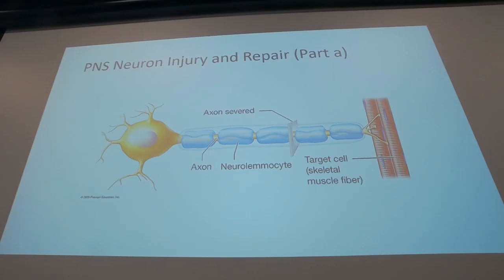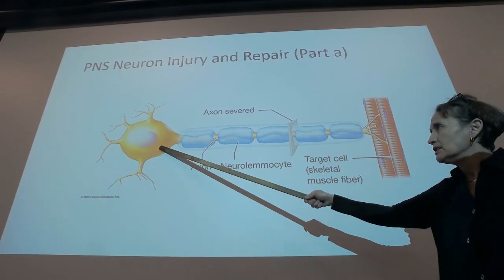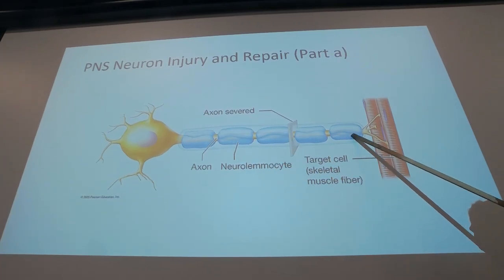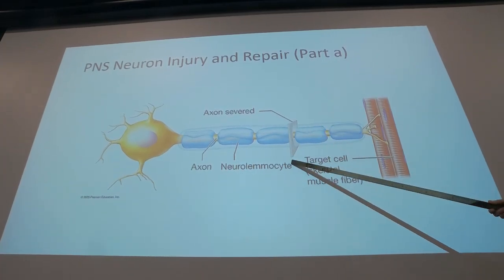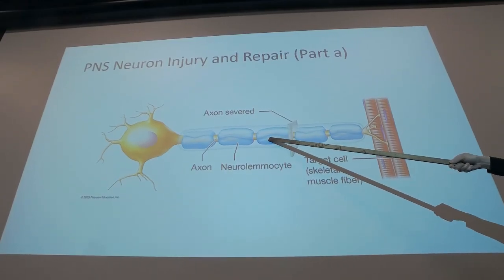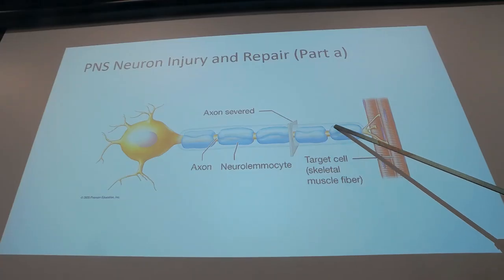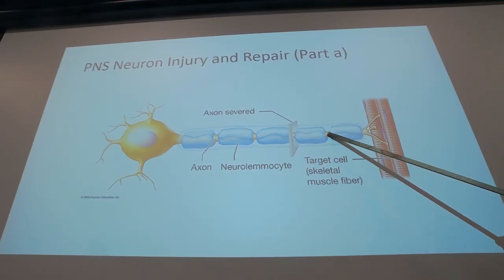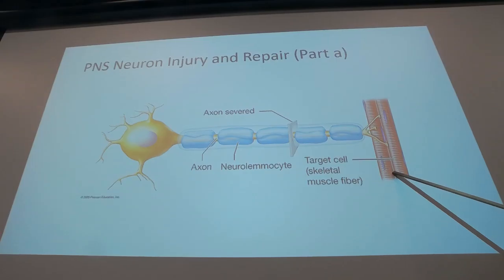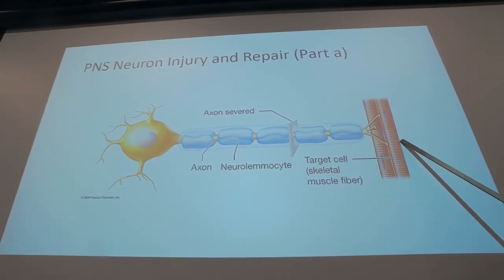So what happens when we injure one of these cells? This is the body, this is the axon, and this is the myelin. If you sever one of these axons, there is a missing connection between this proximal part of the axon and this. So this one will disintegrate, and this target cell, in this case a skeletal muscle cell, will start becoming atrophic because it's not going to receive acetylcholine.